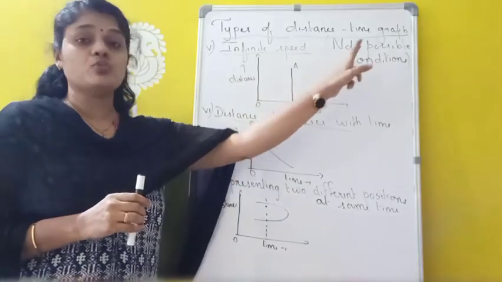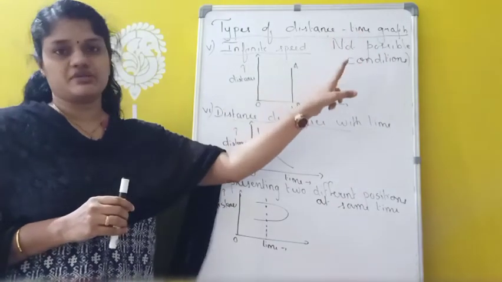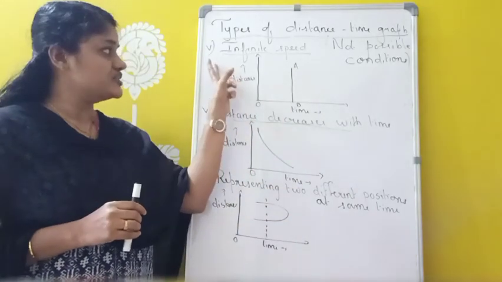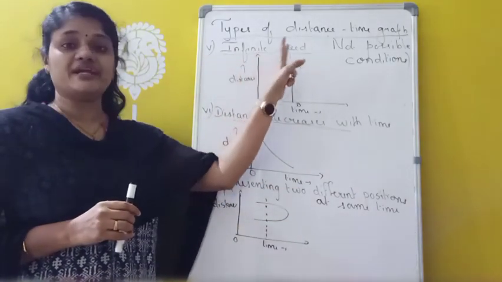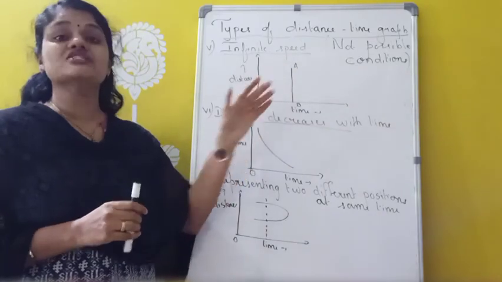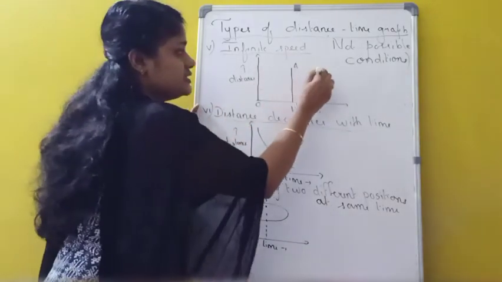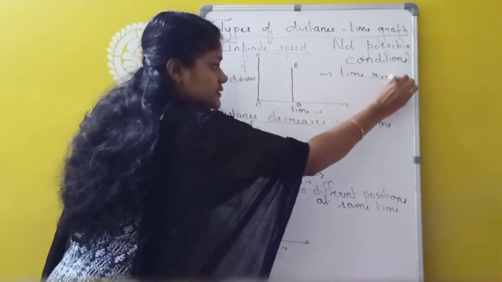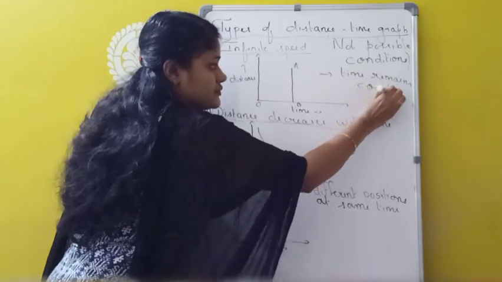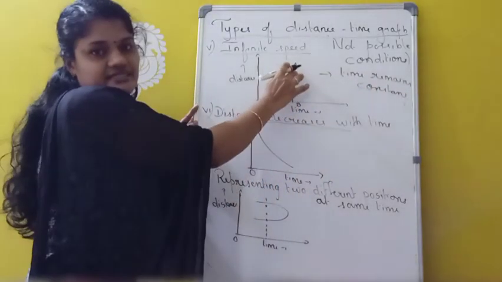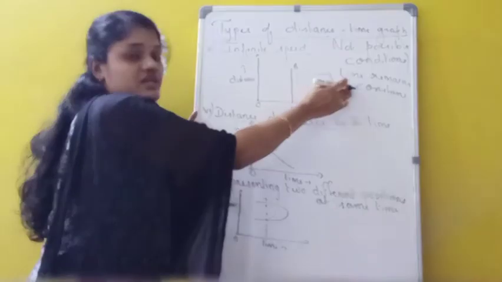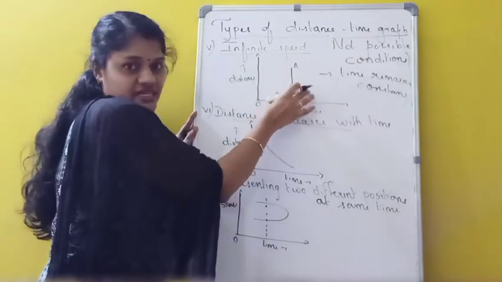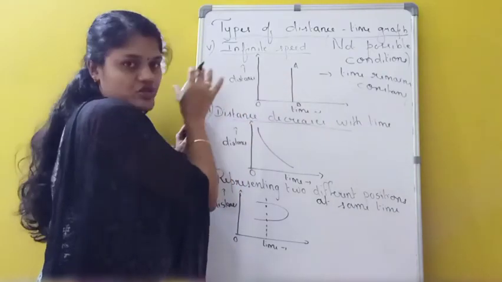Some of the not possible conditions for distance time graph. These all graphs are not at all possible. So this will not happen. So first one is an object is moving with infinite speed. That means time remains constant. So in this graph we can see that time remains constant and distance is increasing. That is not at all possible because time we cannot stop. So it is always increasing only. So this graph is not at all possible.